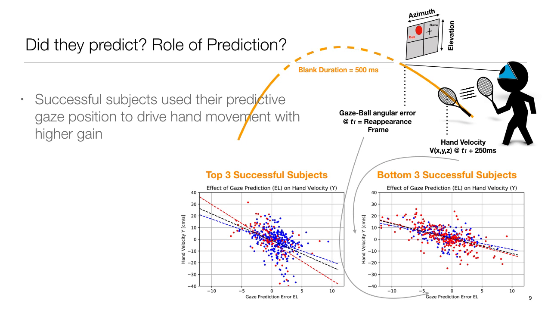So now the question is, did the subjects predict? And if they did, did their prediction actually have an effect on their oculomotor performance? The answer to both of these two questions is yes.